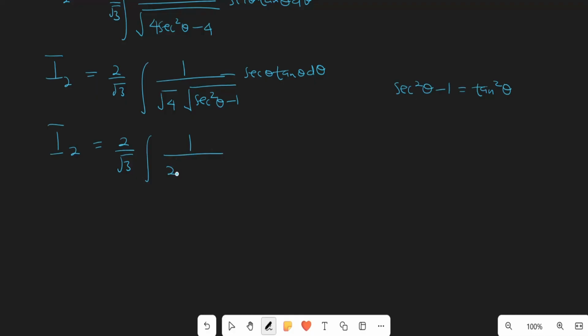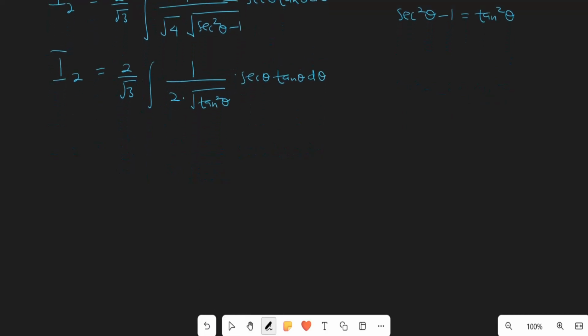So this is 1 all over the square root of 4, which is 2, multiplied by the square root of the tangent squared of theta, because this one is the tangent squared of theta, times the secant of theta, tangent of theta, d theta. So 2 is a constant, it comes out and cancels the 2 on top here. We have 1 over the square root of 3, and then the integral of this is now tangent of theta, which will cancel this tangent of theta. So in the end, we are just integrating secant of theta d theta.